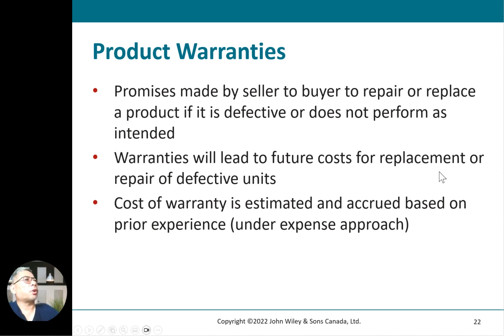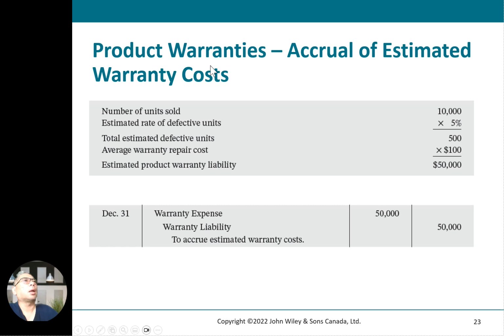Warranty will lead to future cost of replacement or repair of defective units. The cost of warranty is estimated based on prior experience under the expense approach. Product warranties: estimated warranty cost. Number of units sold is 1,000. Estimated rate of defectiveness is 5%. Total defective is 50. Average warranty cost will be 100. Total will be 50,000. So this one is based on an estimated percentage.